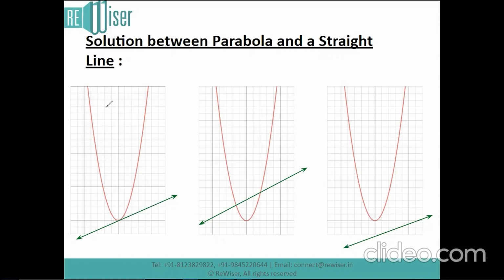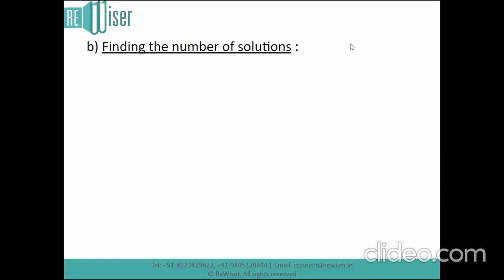This happens only when your discriminant is equal to 0, and the discriminant is nothing but b square minus 4ac. Whenever the discriminant is greater than 0, the quadratic equation will have two solutions. And whenever the discriminant is less than 0, there is no solution between a straight line and a parabola. Let us consider an example.